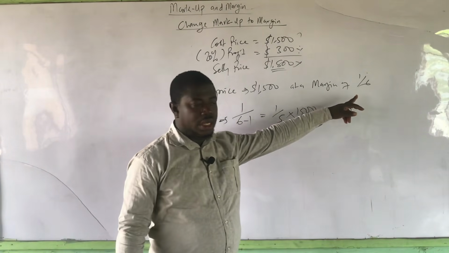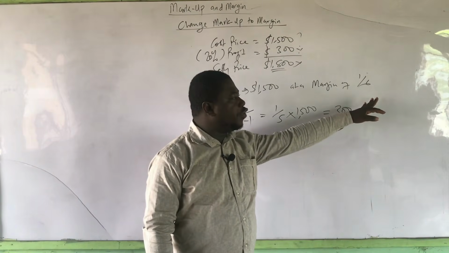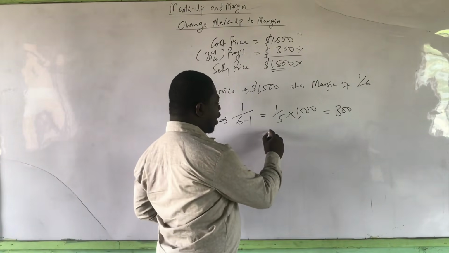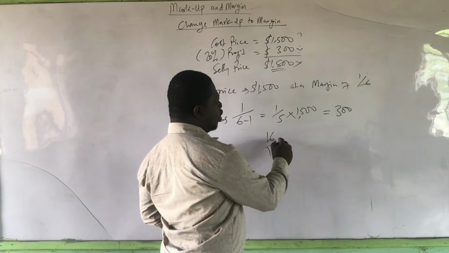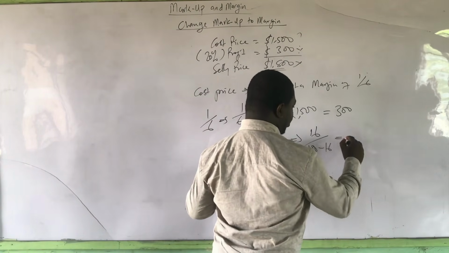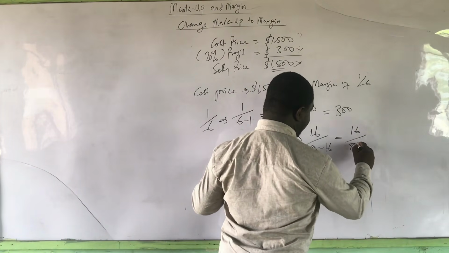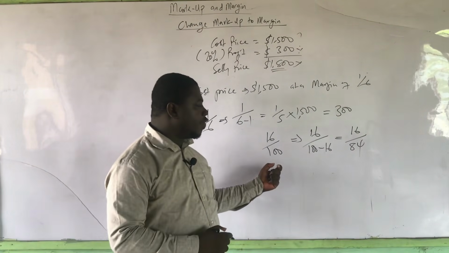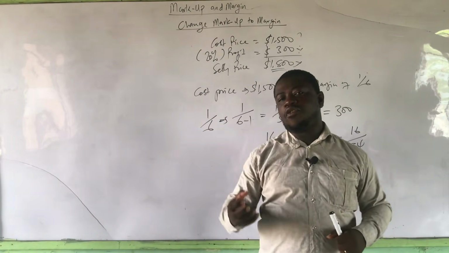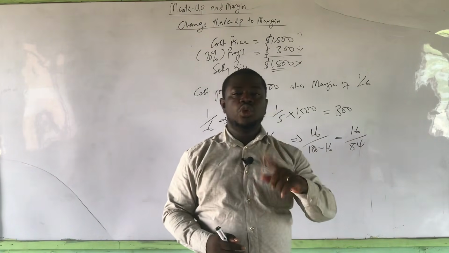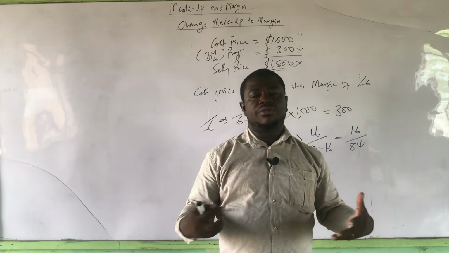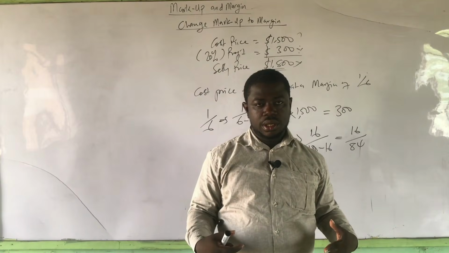It could have been a percentage. So if you were given a percentage, let's say 16%, you would have made it 16 over 100. Then if you convert this margin to markup, it's going to be 16 over 100 minus 16, which is going to give us 16 over 84. So this is how to convert a margin to markup. So all that I'm trying to say is that when you are converting from markup into margins, you add the numerator to the denominator. When you are converting from margins to markup, you subtract the numerator from the denominator. So that is what we are going to do.